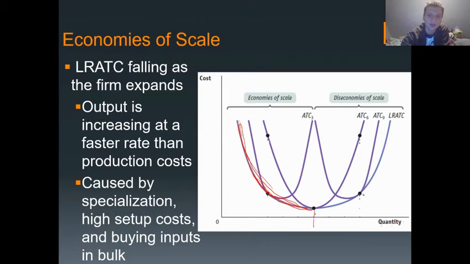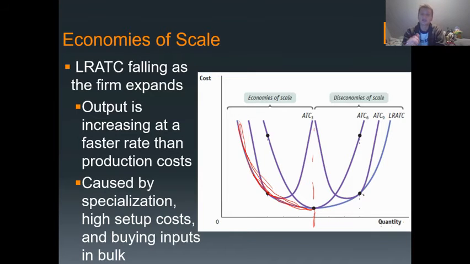So you can say up to this quantity, which is why it's sectioned off at the top of this graph. Up until that quantity, you're experiencing economies of scale, which just means that output is increasing at a faster rate than your production costs. That's all it means. Sometimes you'll see this applied to a short run ATC as well. So if output is increasing at a faster rate than production costs, then your ATC, your LRATC, will fall.